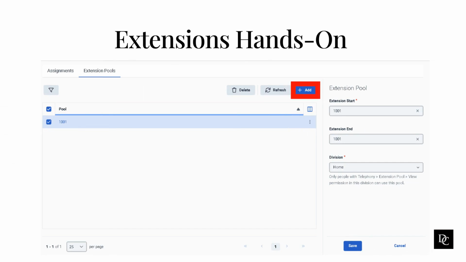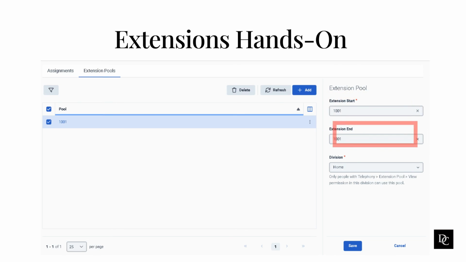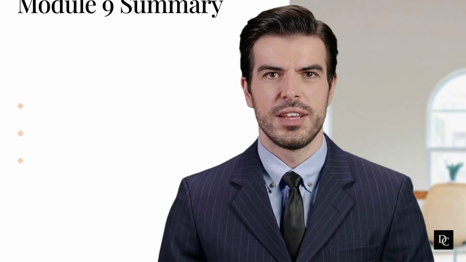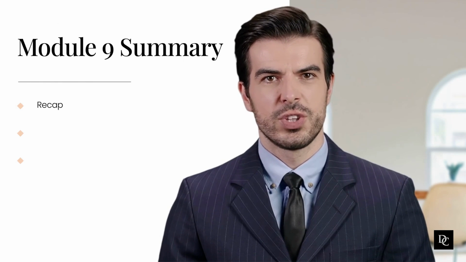To add a range, click Add. In the Extension Start field, type the first sequential extension number for the range that you want to assign to the organization. In the Extension End field, type the last sequential extension number for the range that you want to assign to the organization. From the Division list, select a division. Click Create.